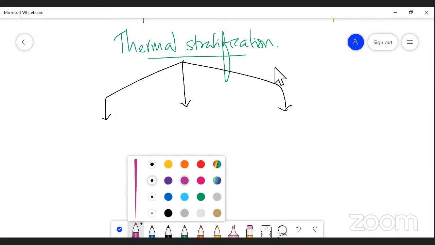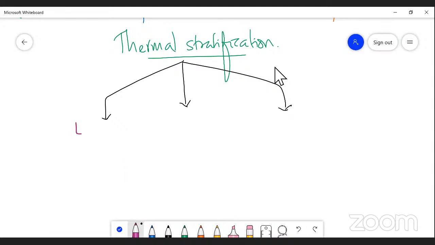The first type, let me take epilimnion. Epi means above. This is the thermal layer found at the surface of the water. If you take any water body like a pond, which is known to everyone, the surface of the water in a pond is very warm, especially in summer. That is called epilimnion.